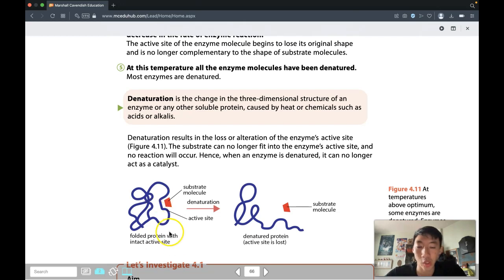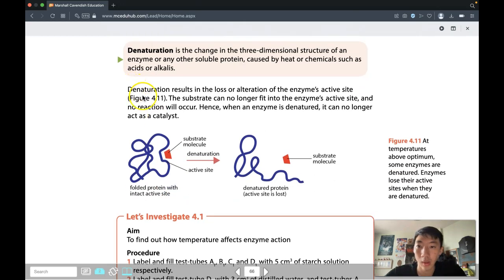Okay, so let's look at the picture of denaturation. Denaturation is the loss or alteration of the enzyme's active site. The substrate can no longer fit into the enzyme's active site, and no reaction will occur. Hence, when an enzyme is denatured, it can no longer act as a catalyst. So this is a good, proper enzyme, right, with a specific 3-dimensional active site. And so our substrate molecule can fit in very nicely.